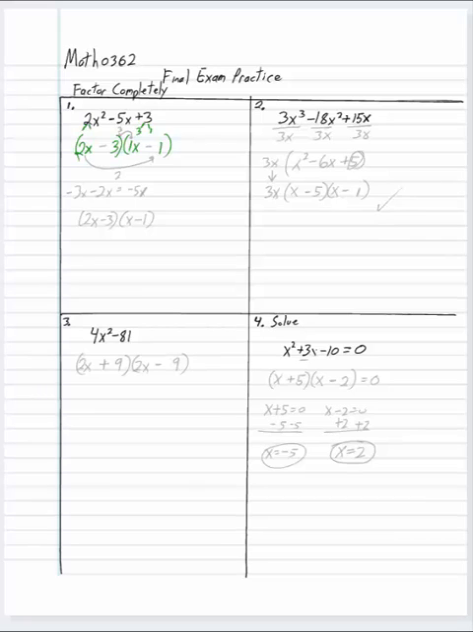Now from here, if I multiply this first 1 with this 3, I get 3. And if I multiply this 2 with this 1, I get 2. The question is, can 3x and 2x combine to make negative 5x? And the answer is yes, if they're both negative. So our answer is 2x minus 3 and x minus 1.